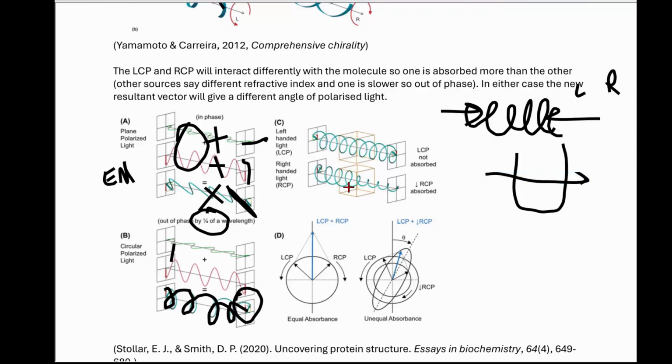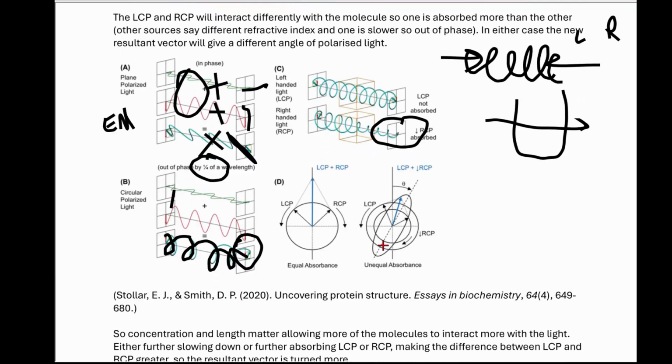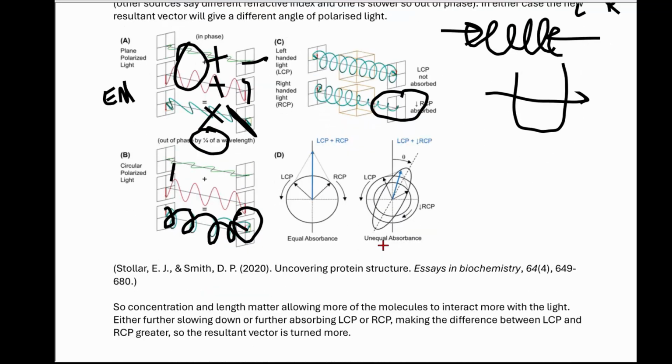This one's just saying that one is absorbed better, so it's not a phase; it's an amplitude difference, and the amplitude difference causes the resultant vector to be more lopsided to a left or right-handed circular polarized light, causing the angle change. And as I said before, the other one said that there's an index of refraction, slowing it down, making the phase change that causes the left or right.